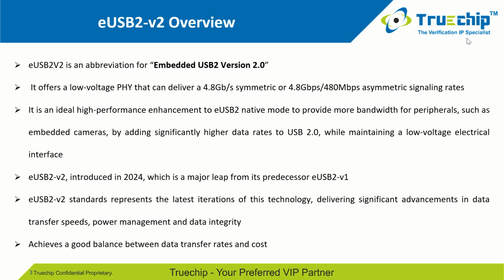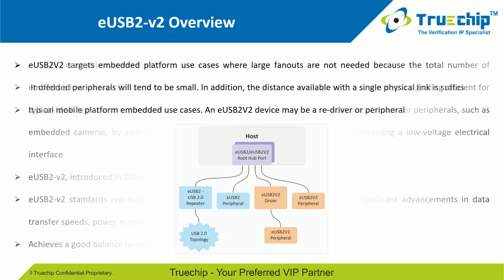eUSB2 V2, introduced in 2024, is a major leap from its predecessor eUSB2 V1, which was introduced in 2021. The eUSB2 V2 standard represents the latest iteration of this technology, delivering significant advancements in data transfer speeds, power management, and data integrity. It also achieves a good balance between data transfer rates and cost.